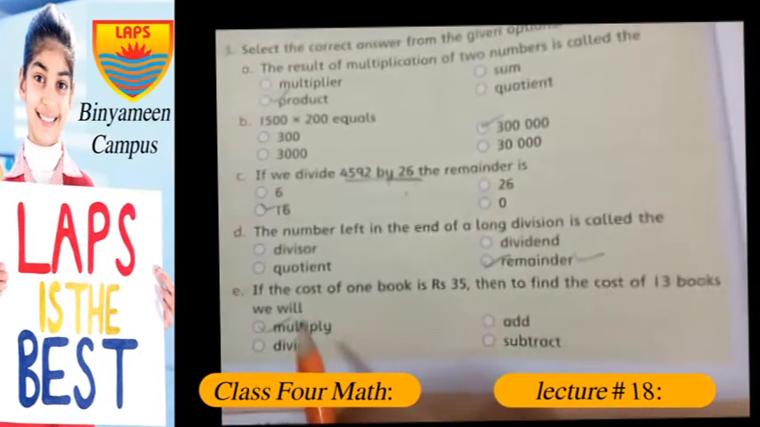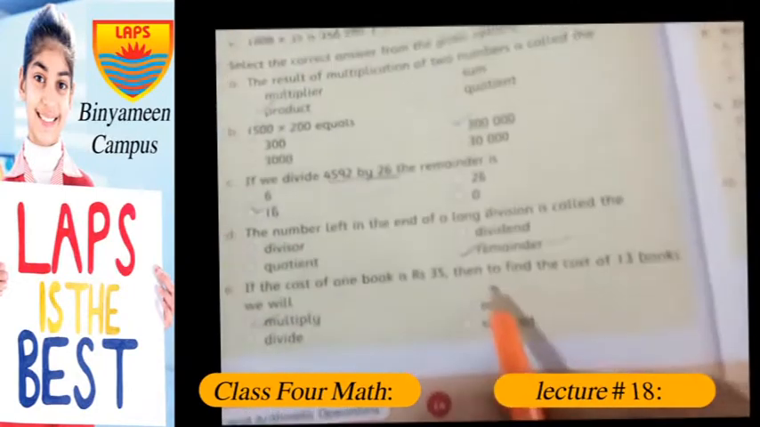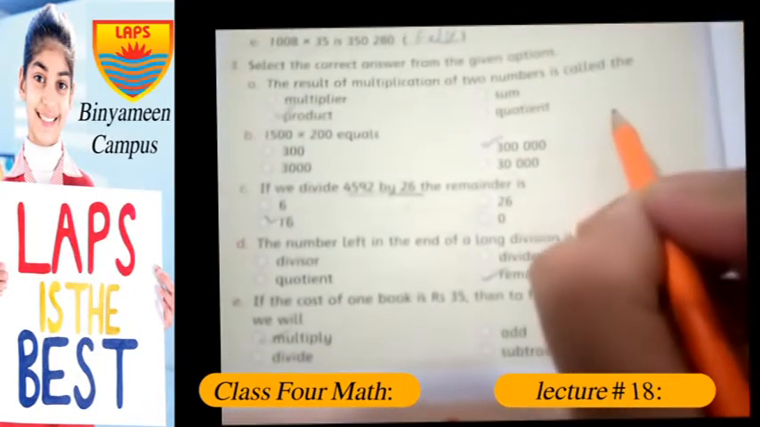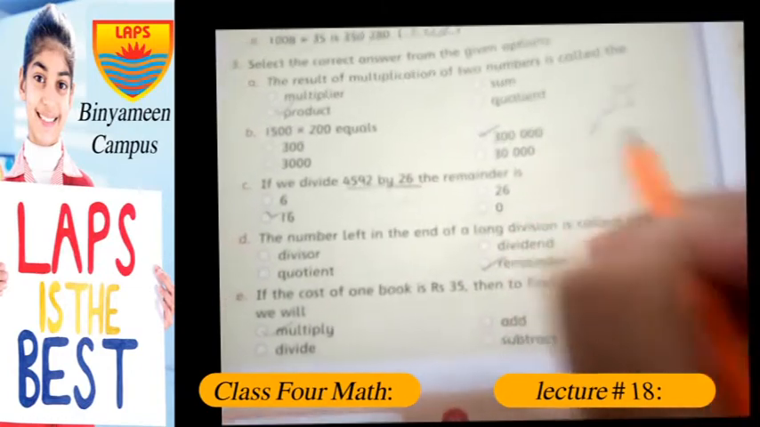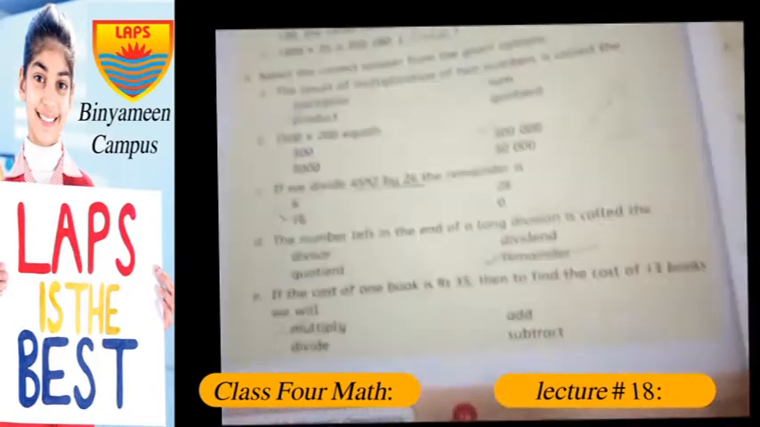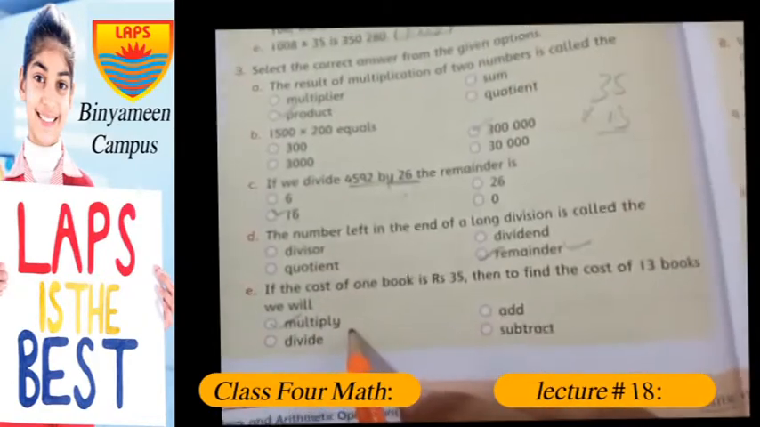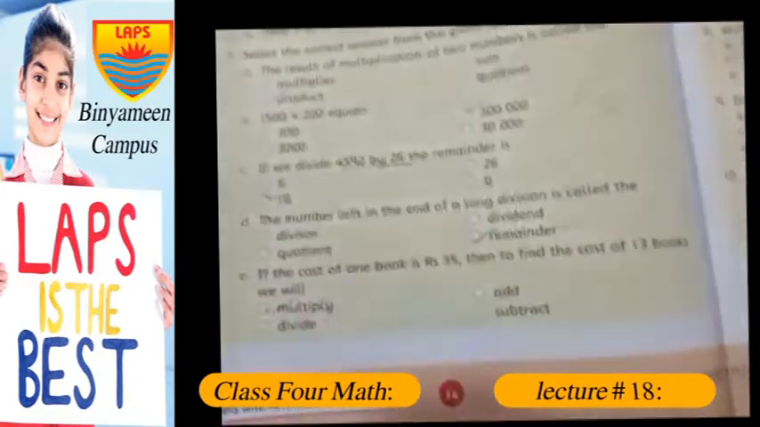If one book costs 35, then to find the cost of 13 books, for this problem, 35 will be multiplied with 13, and the answer. He asks us which operation will be performed. Multiplication operation will be performed here to find the answer.